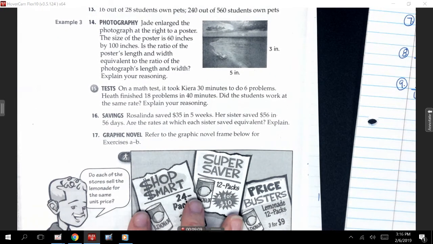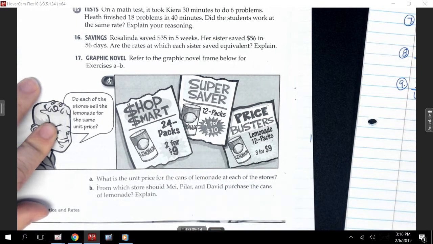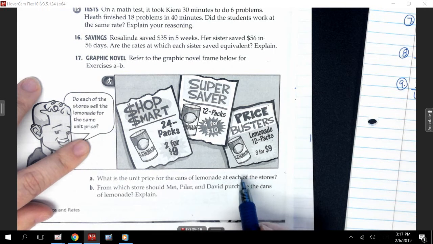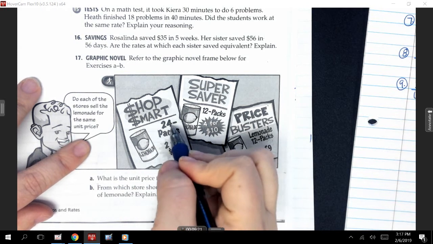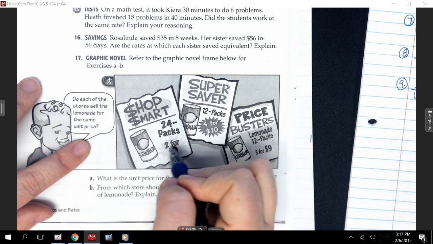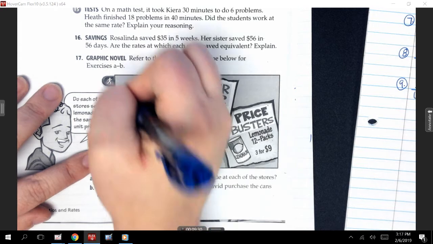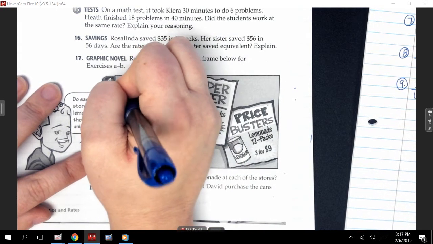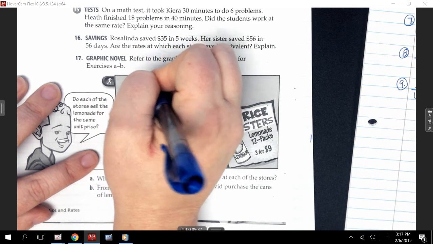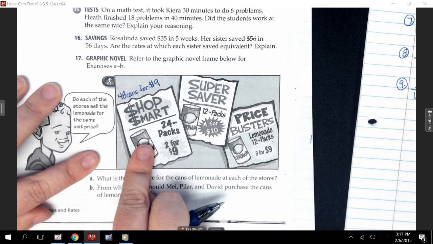I want us to move down all the way down here to number 17. Number 17, when you look at it, it's asking for the unit price of the cans of lemonade. But you have to be careful because it says 24 packs and it says 2 for $9. So if I'm getting 2 24 packs, that actually means on this first sign, I'm getting 48 cans for $9. So that first one is giving me 48 cans for $9.